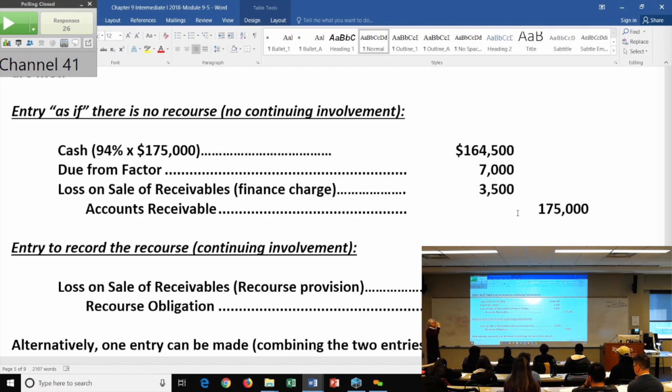164.5. The due from factor, like the deposit, right? You've got a receivable from the factor. You debit the loss, the finance charge, and you take the receivables off the books. It's just selling the receivables.